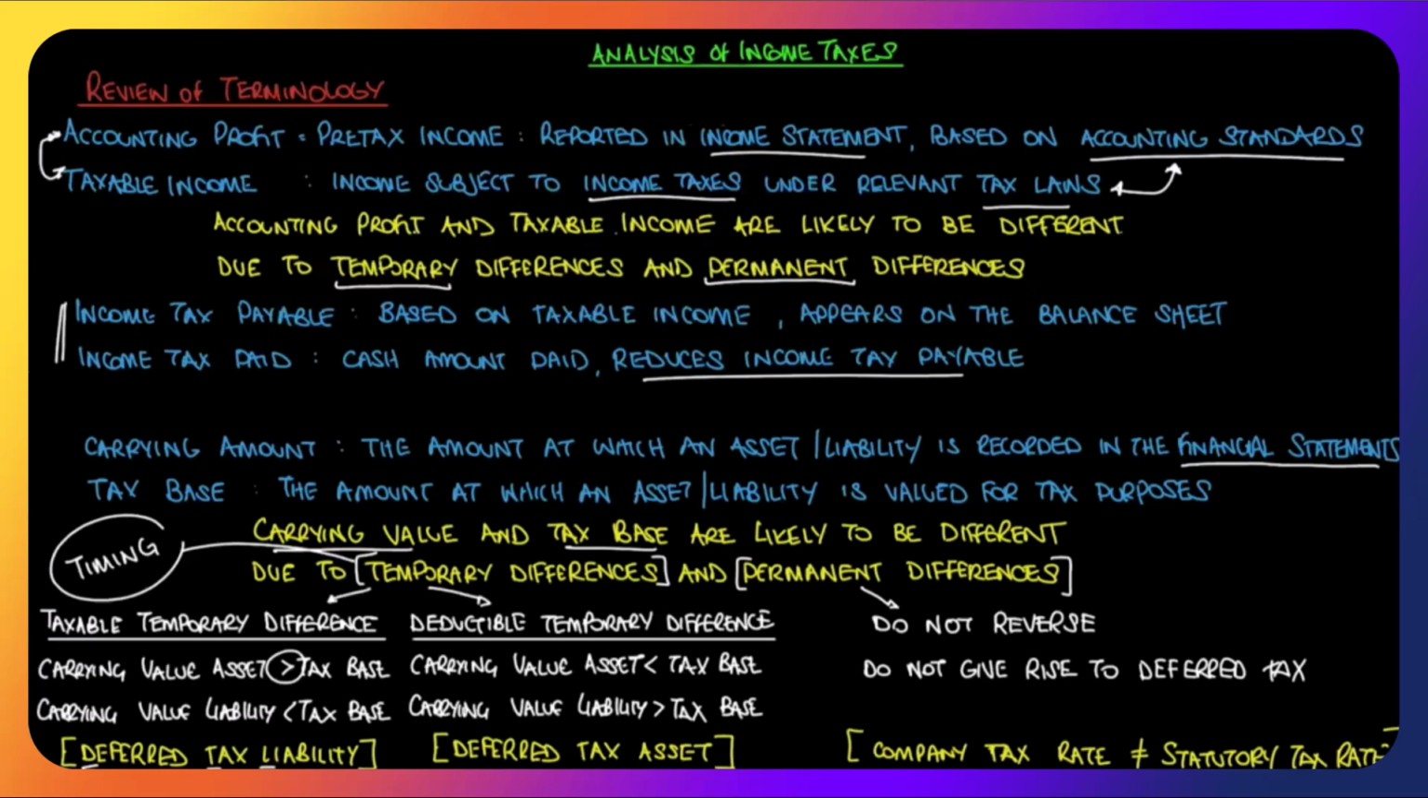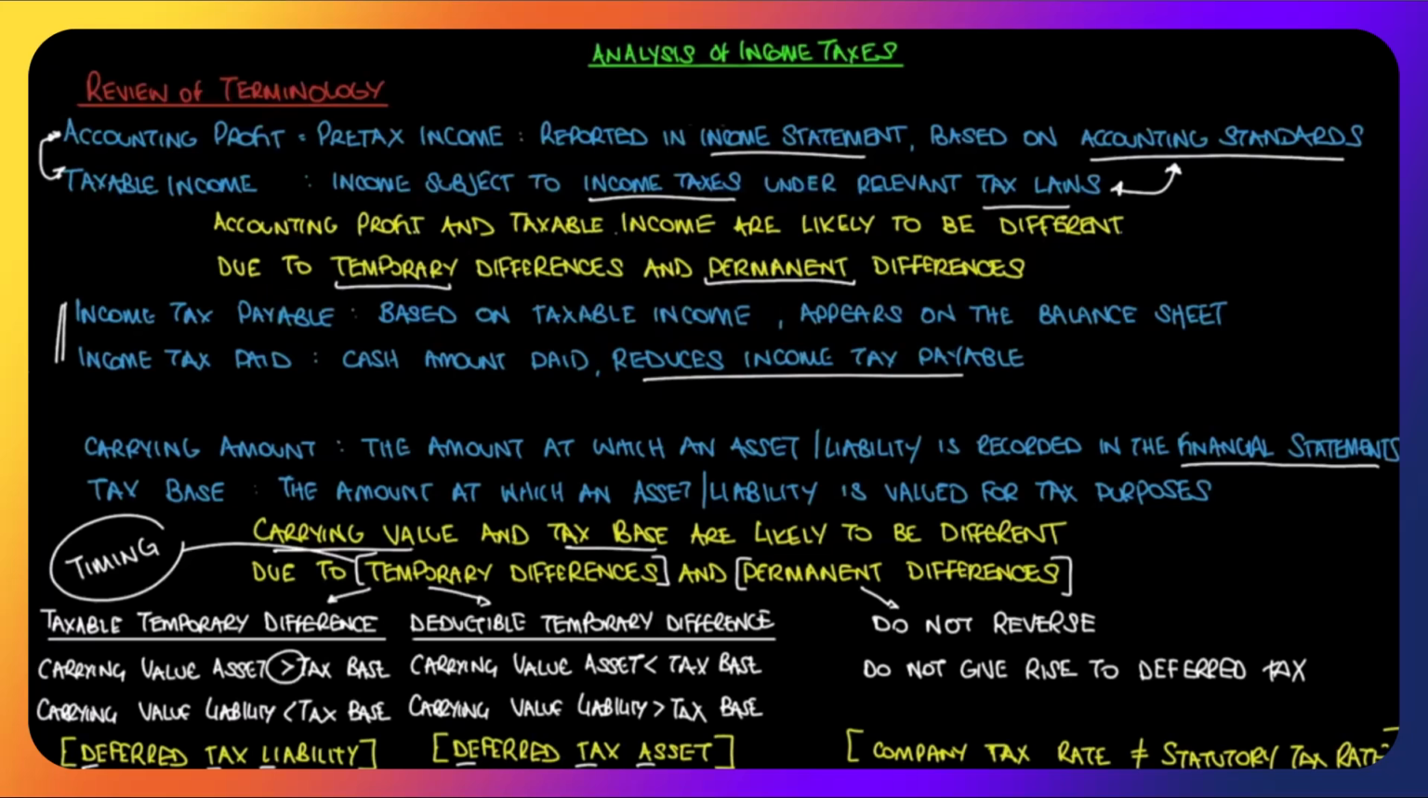Your temporary difference could also be a deductible temporary difference. The opposite situation, the carrying value of your asset is less than the tax base, or the carrying value of your liability is greater than the tax base. In those situations, you have a DTA, a deferred tax asset.